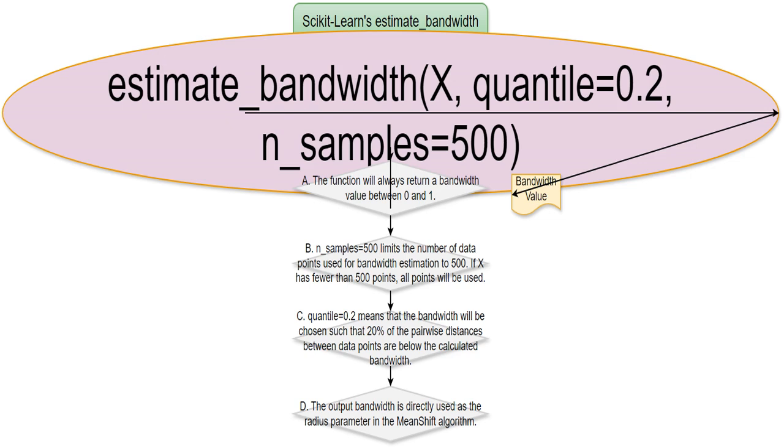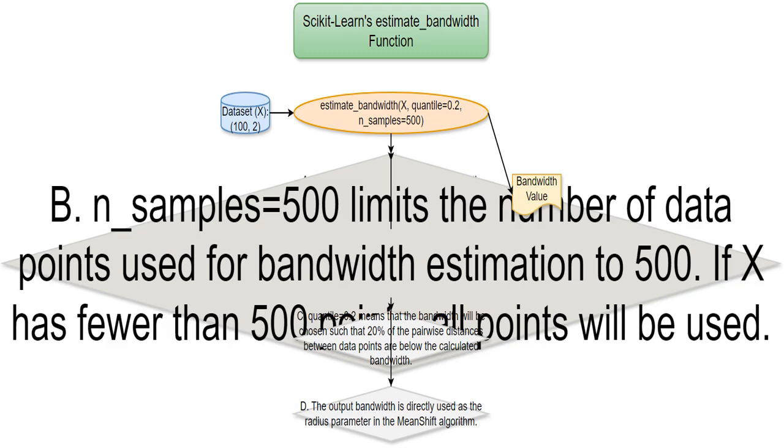n_samples equals 500 limits the number of data points used for calculation, improving efficiency, especially with very large datasets. This statement is true. The n_samples parameter acts as a cap. If my dataset has fewer than 500 points, the function uses them all. It's like saying, use up to 500 points, but if you have fewer, use them all.